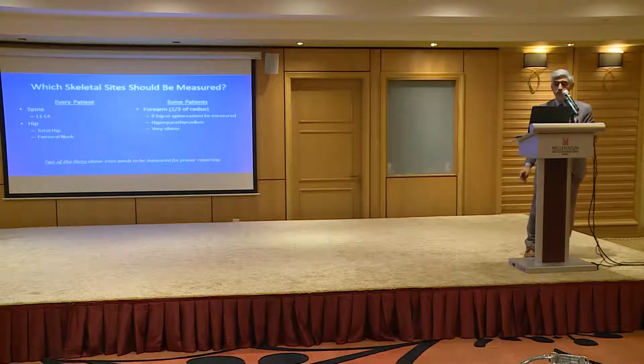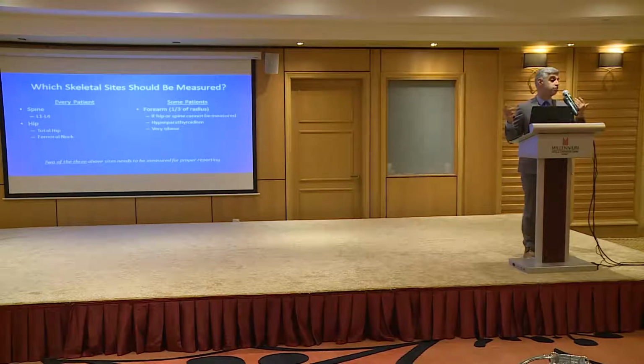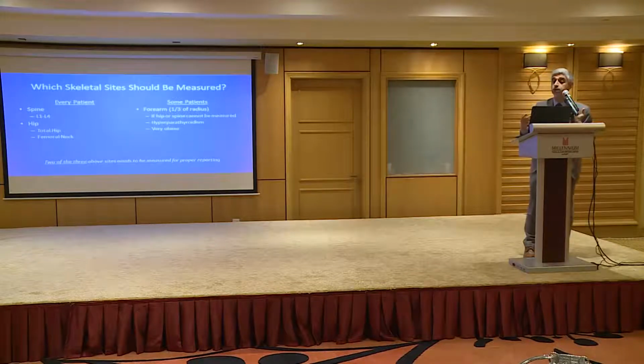In some patients, you want to get the third of the radius, so we will show you the location in the images. In patients where we cannot get a hip or a spine, we cannot measure them because they had instrumentation, they had a fracture, they cannot lay down on the table, then we can do the forearm.